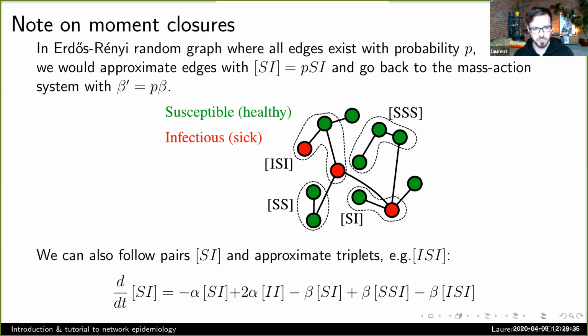We want to consider something more networky, where not all edges occur with the same probability. The problem then is that if you look, for example, at the ISI triplet in the middle of my little cartoon here, well, you'll see that if the first infectious node infects the middle susceptible node, I have one SS edge that turns to IS and one SI edge that turns to II. So triplets affect the future of contacts, even if nothing happens on those contacts.